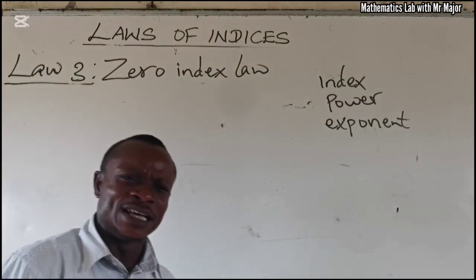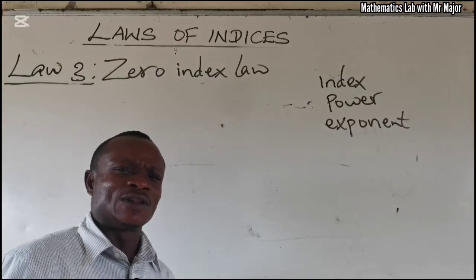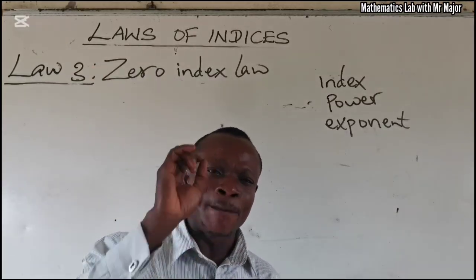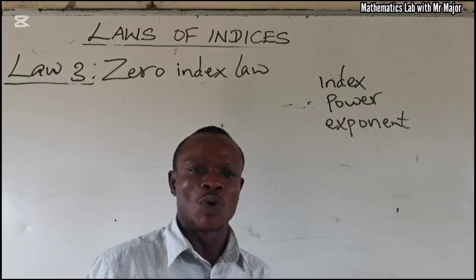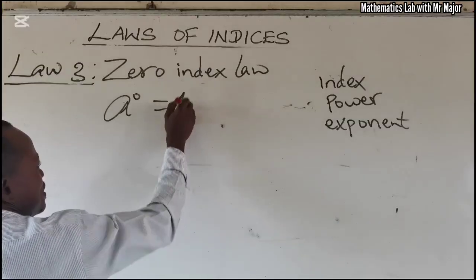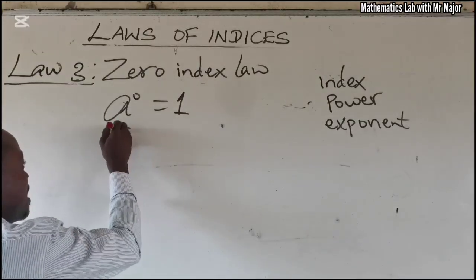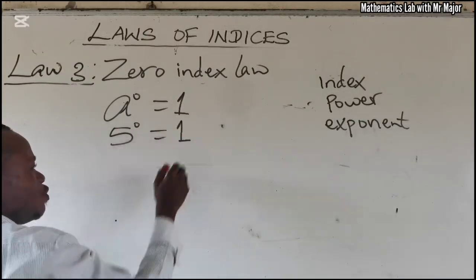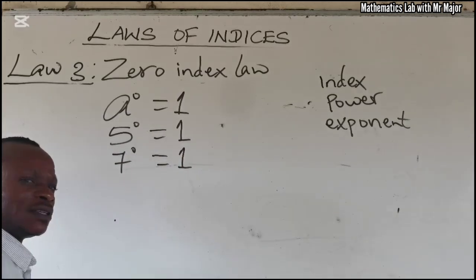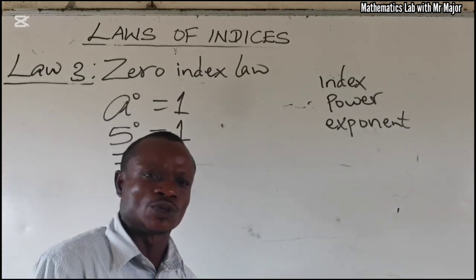Now, what is the zero index law? The zero index law states that any quantity that is raised to the power of 0 is equal to 1. What that means is that a raised to the power of 0 is equal to 1. 5 raised to the power of 0 is equal to 1. 7 raised to the power of 0 is equal to 1. Any quantity raised to the power of 0 is equal to 1.